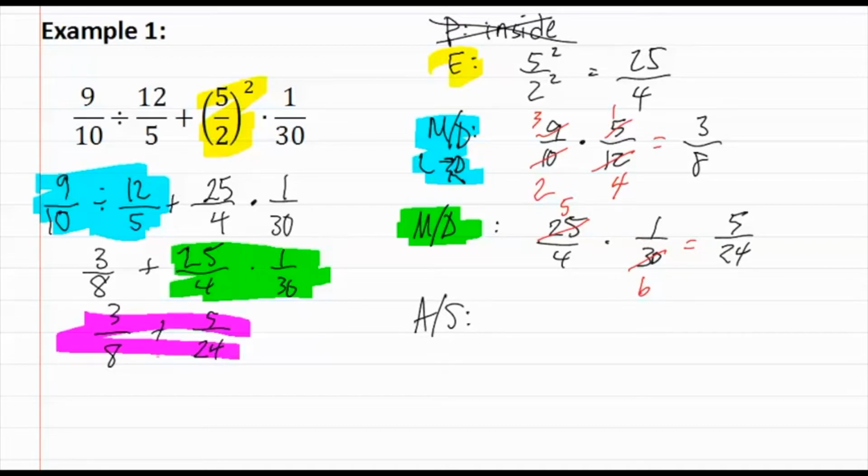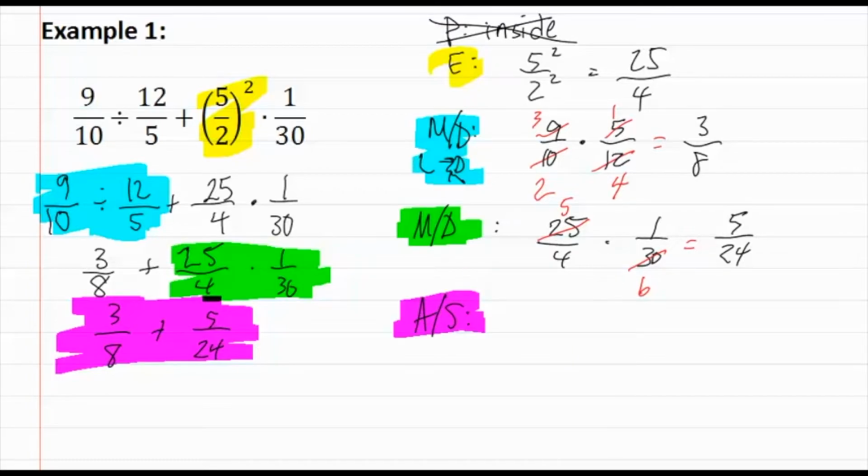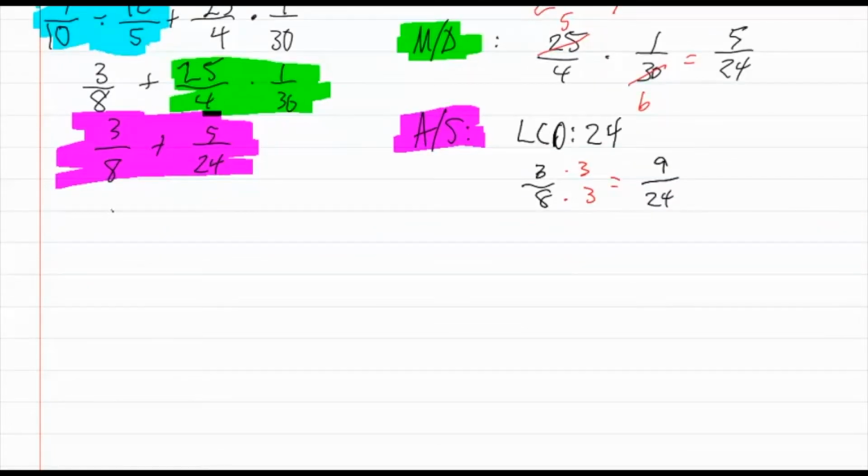But as you can see, our denominators do not match. Therefore, we must find a least common denominator, and we'll use mental math, where 24 divided by 8 gives us 3, so our least common denominator is 24. That means we just need to change the first fraction, or 3/8, which we're going to multiply it by 3. This will give us 9/24. Let's place that back in the problem.